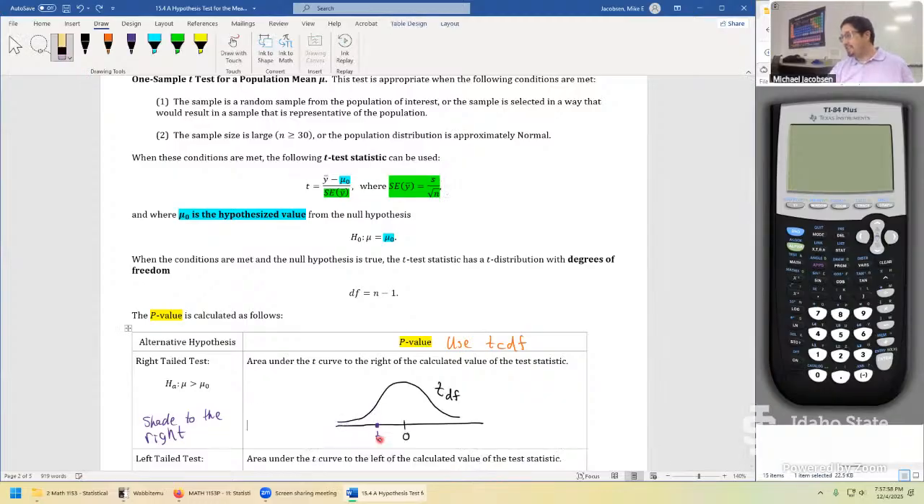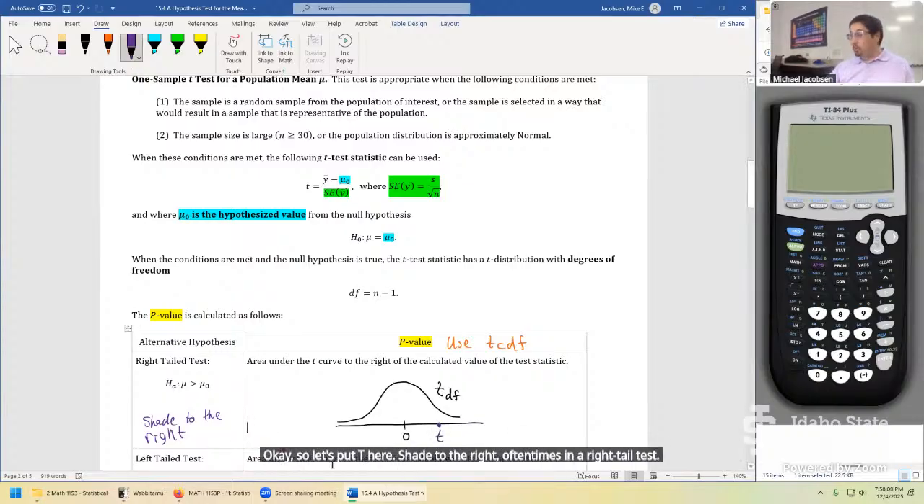Yeah, right at the very end there. Let's see if we could just control Z that out of there. Okay, so let's put T here, shade to the right, oftentimes in a right tail test, but not always. We expect this to be a positive value. It could be negative, but that would be an unusual situation. So shade to the right to match the right tail test. That looks a little bit better.